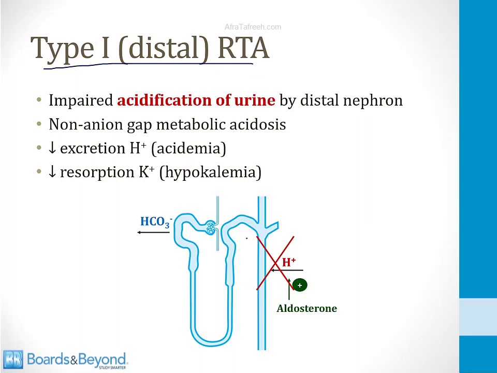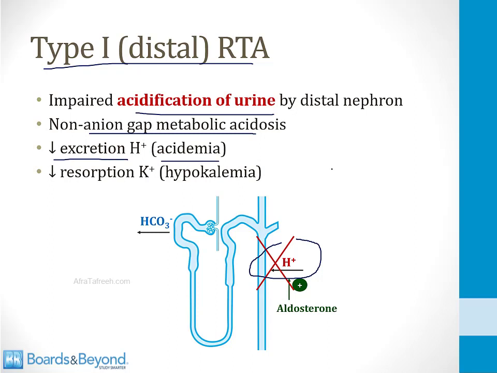The problem in this condition is that the distal nephron cannot secrete protons into the urine. In other words, the nephron cannot acidify the urine. This leads to a non-anion gap metabolic acidosis, just like all the RTAs. Because there's less excretion of acid, it leads to acidemia, and whenever there's less excretion of acid in the distal nephron, there's less resorption of potassium, and therefore this leads to hypokalemia.